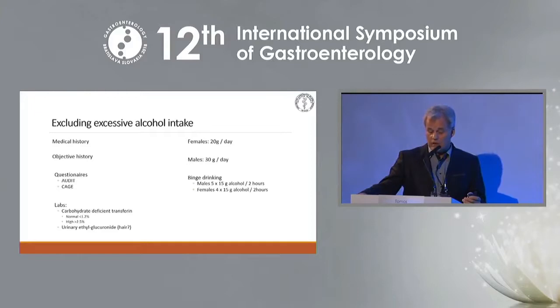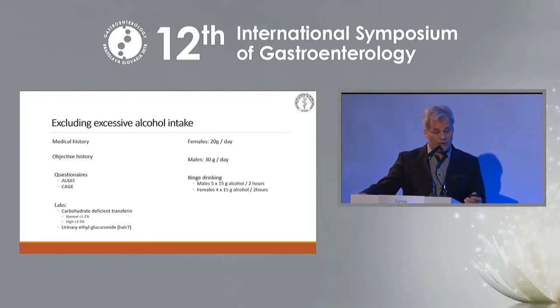How do we exclude alcohol consumption? By definition, as was already said, female patients should not drink more than 20 grams per day, and male patients not more than 30 grams per day. And of course, we should also ask about binge drinking, which is a phenomenon of late years, defined by drinking a lot of alcohol in 2 hours: in males, 5 drinks, and in females, 4 drinks. So even binge drinking can be a risk factor.